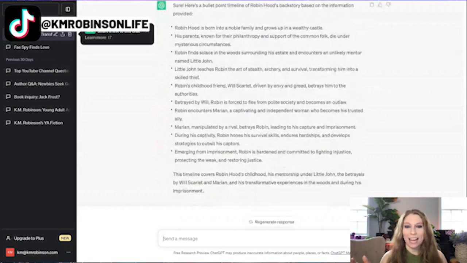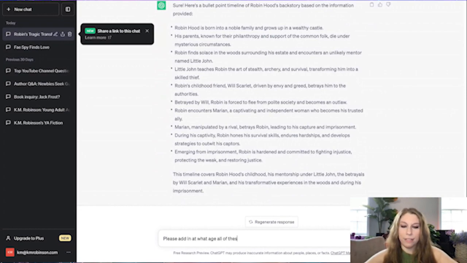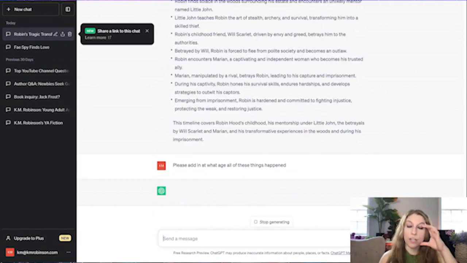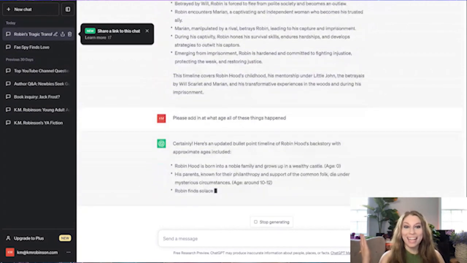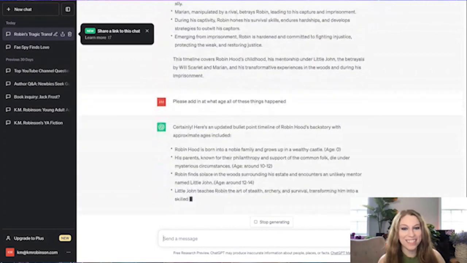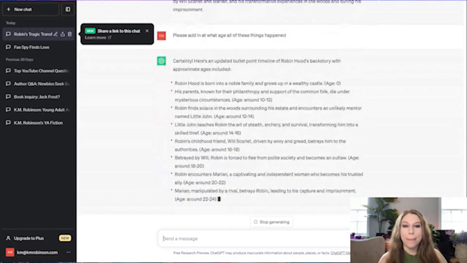In a previous one, I actually asked if it could give me the timelines in between and the ages. Please add in at what age all of these things happened. So if it doesn't give you all the information the way that you need, it's going to go ahead and fix it for you. Look at that. This is a really easy way to develop your characters. Now, beyond this, you can ask questions about your characters.